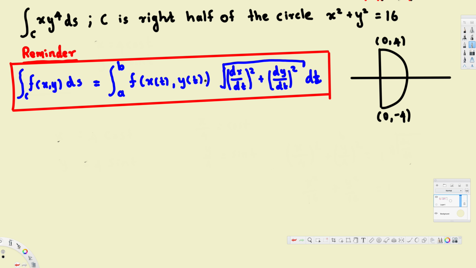What's going on, guys? In this video we are going to see how to do a line integral of a curve, and in this particular problem we are going to see how to do the line integral for the right half of a circle. But before we go to this problem, let's look at this equation.